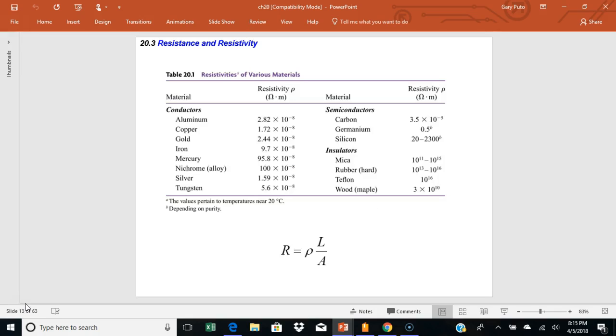Now, resistivity of various materials. If a material is a good conductor, it's got a low resistivity. Look at them; they're all about 10 to the minus 8, anywhere from 1.5 to 100 times 10 to the minus 8. Semiconductors are in the middle, about 10 to the minus fifth. And insulators are not good conductors of electricity, so they're going to have a high resistivity. Rubber, wood, okay, resistivity of the materials, rho.